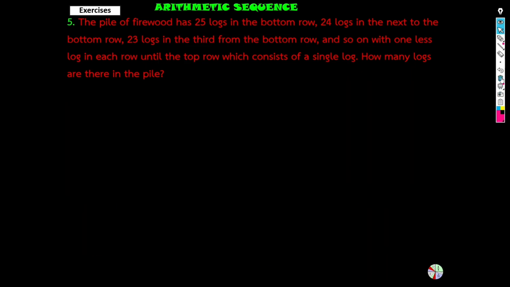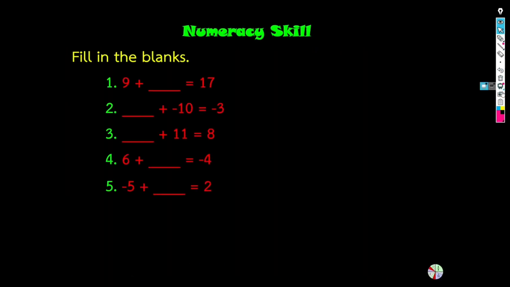Next, we will have our numeracy skill. Here, fill in the blanks. 9 plus blank is equal to 17. So we'll just transpose this one. The blank will be equal to 17, transposing the 9 to minus 9. The blank is just 17 minus 9, which equals 8. Therefore, the answer here is 8.